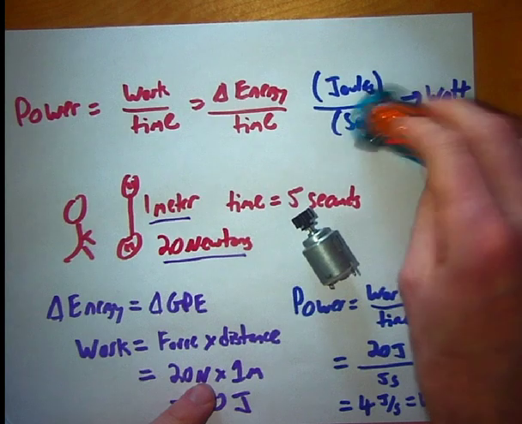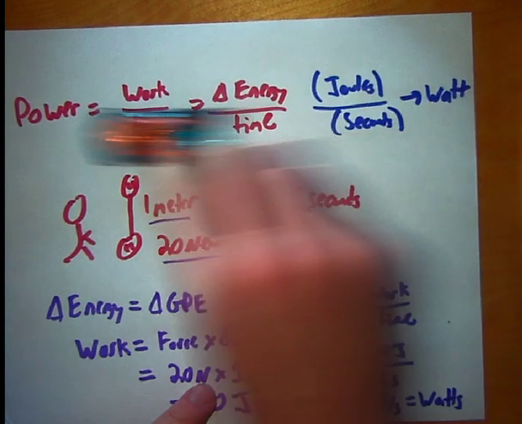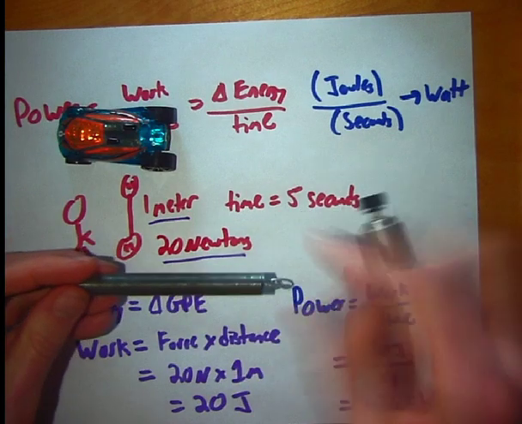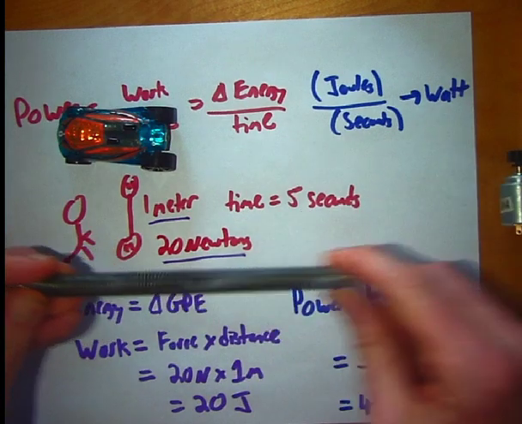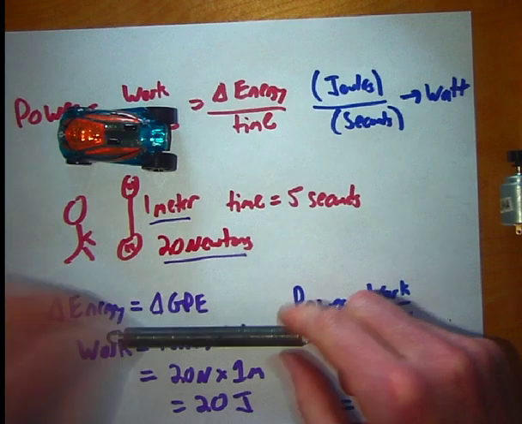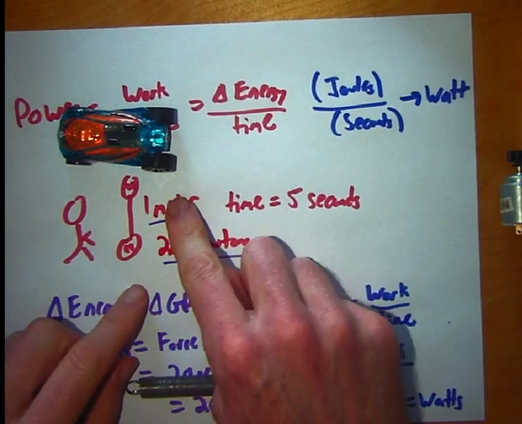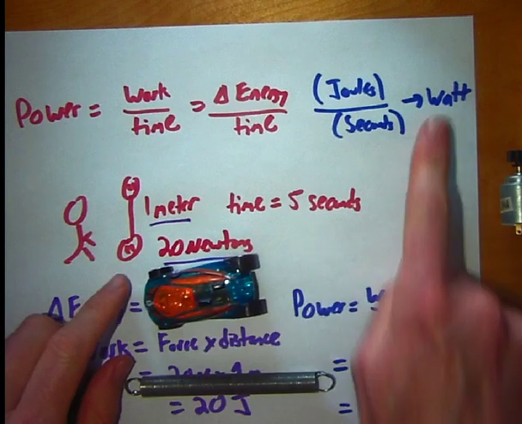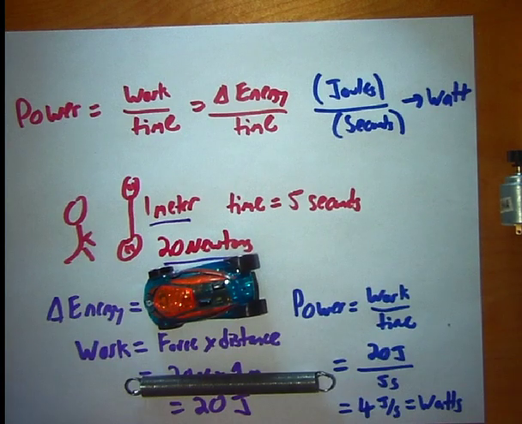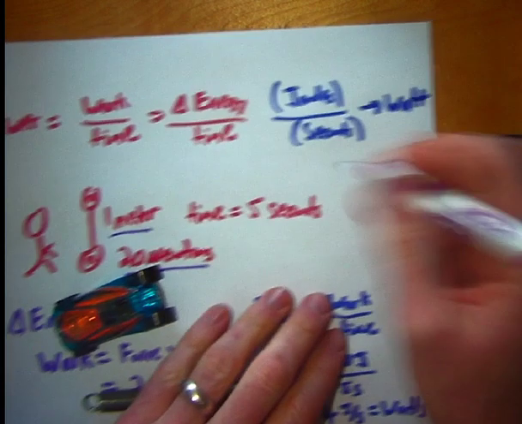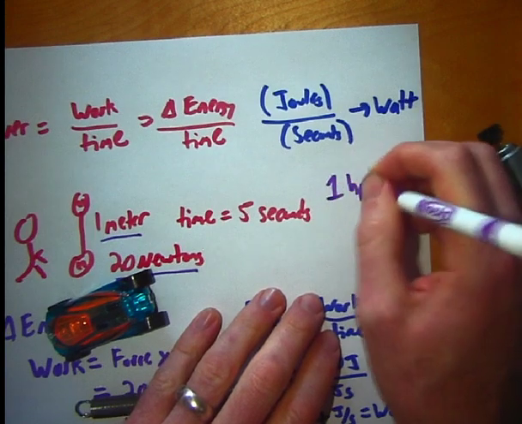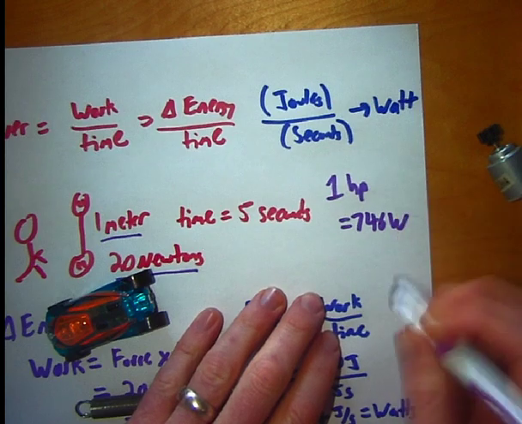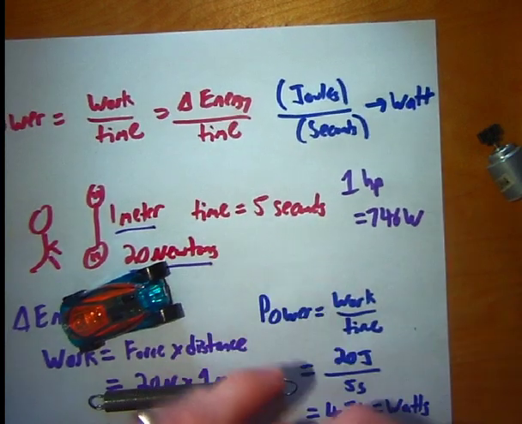You could calculate the power of a car speeding up, if your change in energy was kinetic energy. You could see how much power it would take to, say, stretch a spring out like this, right? You could see how much power it takes to lift up a weight to a certain height in a certain amount of time. Of course, we can express our power in watts. Another way we were expressing power in class was in horsepower, and 1 horsepower is equivalent to 746 watts. And we explored that in class as well.